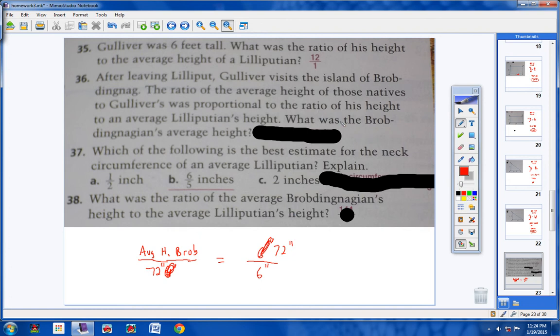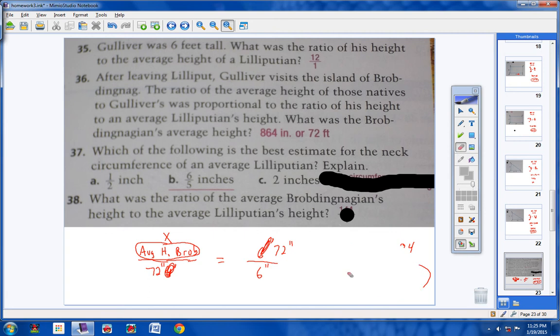And now it says, what was the Brobdingnagians' average height? So we gotta find this right here. That's my unknown right there. We'll call this whole thing x, okay? So 6 times x is 6x. 72 times 72 is 5,184. Divide both sides by 6, and x equals 864 inches. 864 inches was the average height, okay? By the way, that's pretty big. That's about 72 feet high, okay? About 72 feet high.